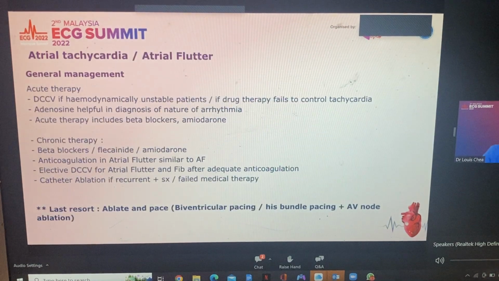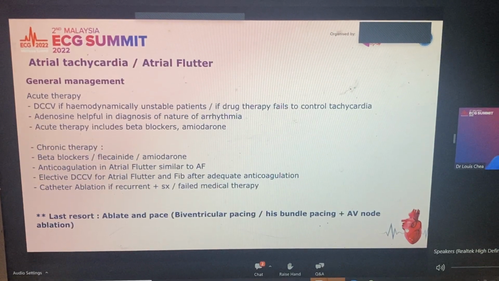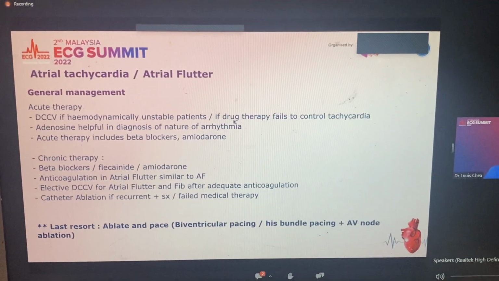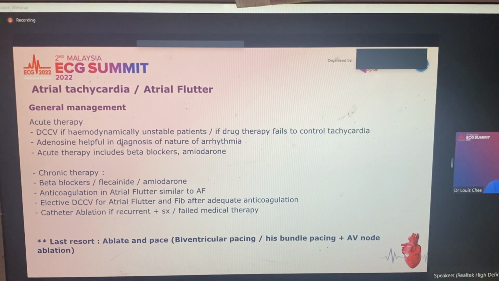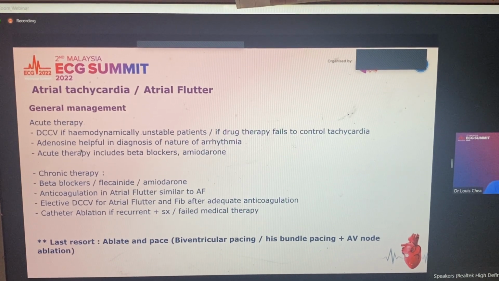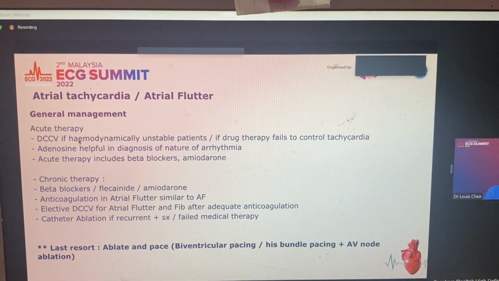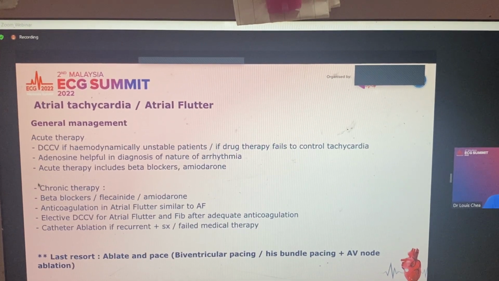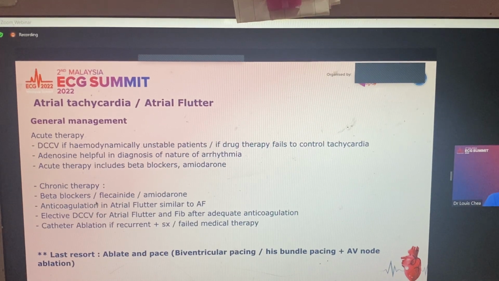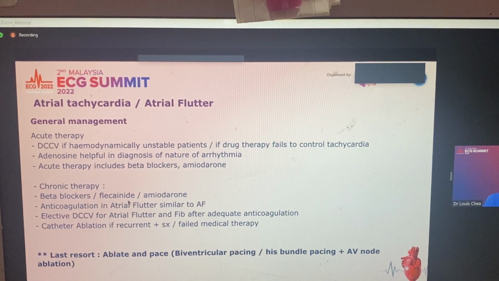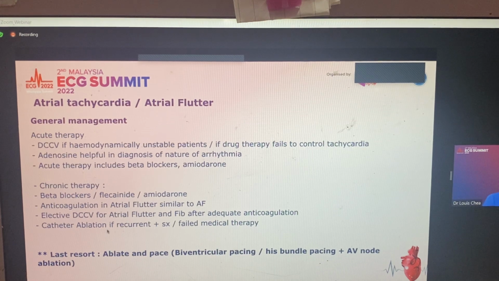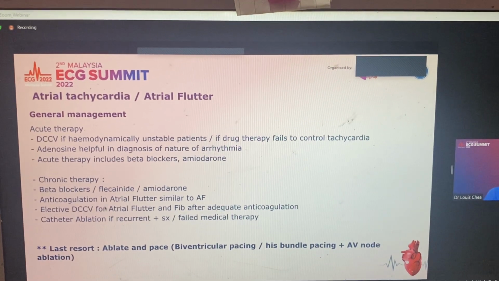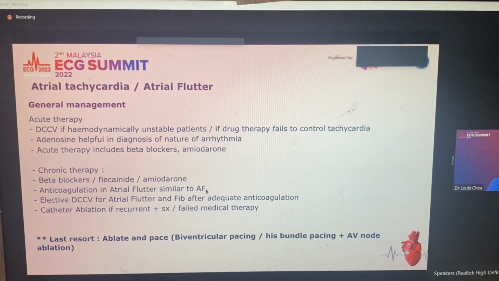For general management of atrial tachycardia or atrial flutter, acutely, if the patient is unstable, DCCV, no questions asked, and adenosine can be helpful in the diagnosis of the underlying rhythm. Acute therapy includes beta blocker or amiodarone. Chronic therapy to slow down the rate, you can give beta blockers, or for antiarrhythmics, you can probably give flecainide or amiodarone. If you have a patient who is diagnosed with atrial flutter, you should anticoagulate them, like how you calculate a CHA2DS2-VASc score for atrial fibrillation.